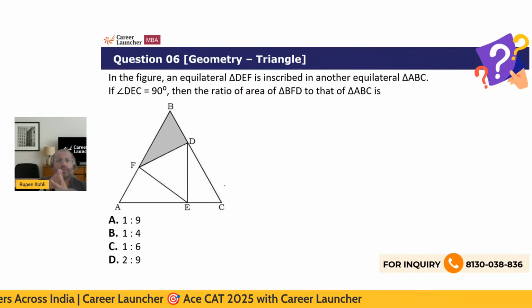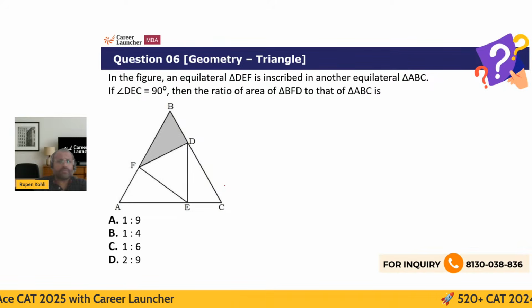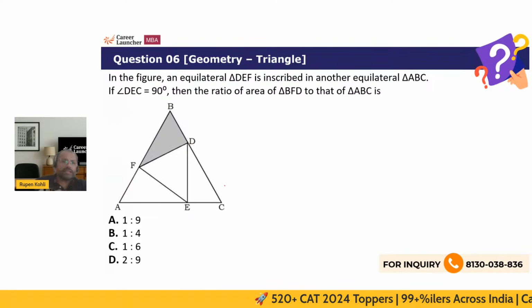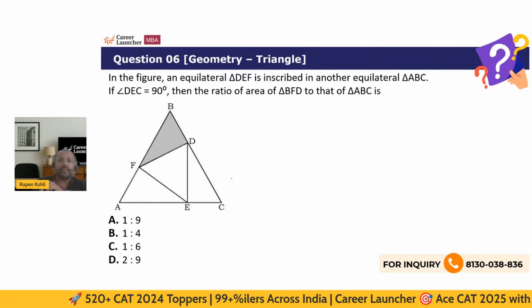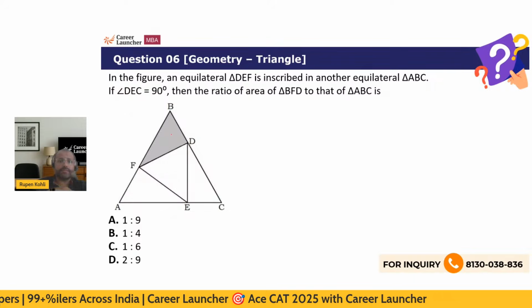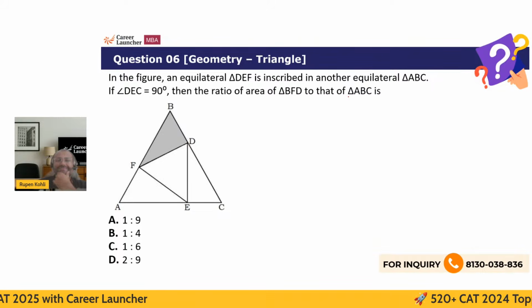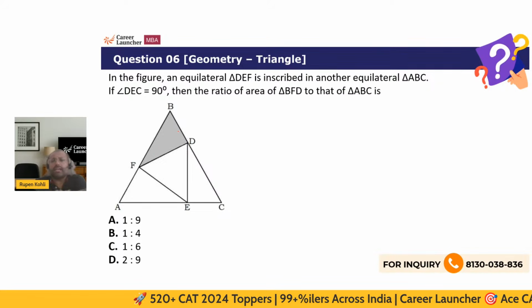Okay, so something on geometry. In the figure, an equilateral triangle DEF is inscribed in another equilateral triangle ABC, and this angle DEC is given as 90. We have to find the ratio of the area of triangle BFD, which is shaded over here, to that of triangle ABC. So basically, that shaded gray region is how much in fraction with respect to the entire triangle.